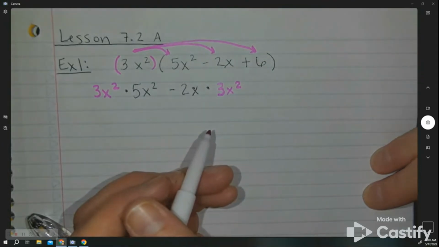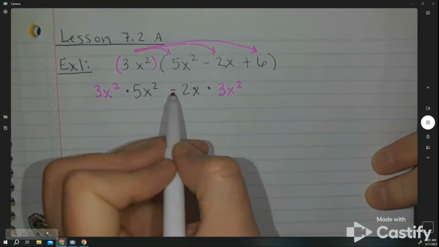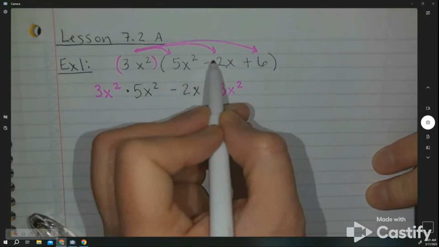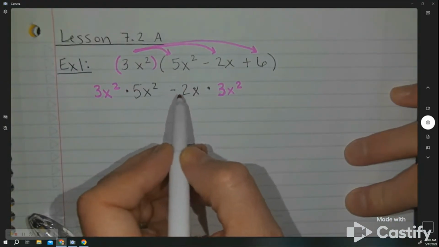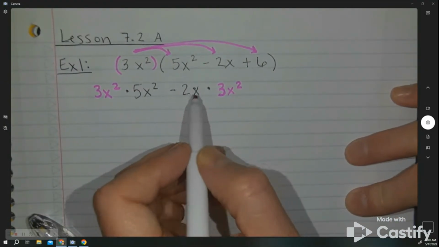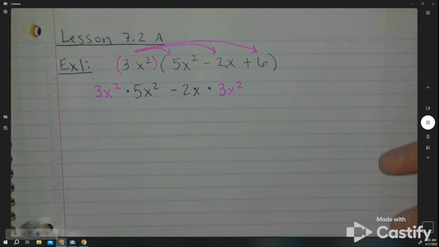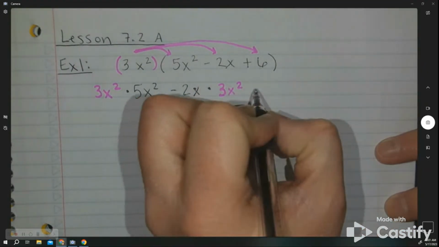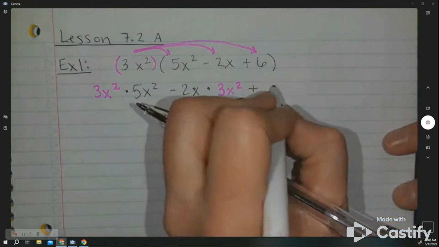Now remember, order of multiplication doesn't matter. And the reason that I flip-flopped these is so that you understand that that negative sign came from this 2x. If you wanted to write it as plus 3x squared times negative 2x, that's okay too. I just did it to make it a little bit easier when we simplify. And then we have plus 3x squared times 6.